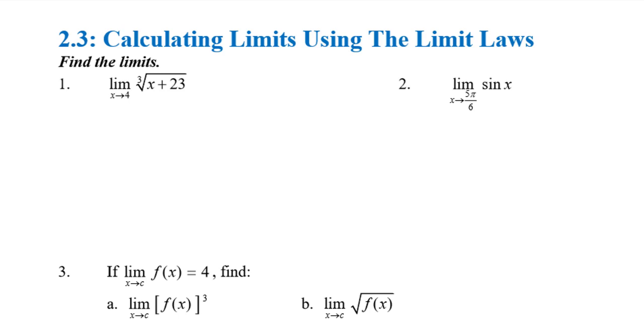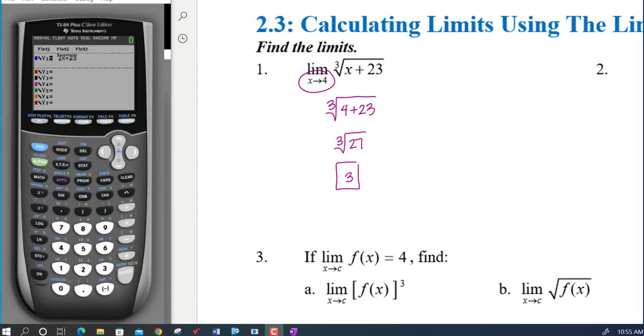The limit as x approaches 4 of the cube root of x plus 23. The first thing that you should remember about a limit is that if you can directly substitute in that value, then try it. So for example, can I evaluate the cube root of 4 plus 23? 4 plus 23 is 27. So can I evaluate the cube root of 27? Yes, in fact, I can. It's 3. And let's just verify why, in fact, this is the limit.